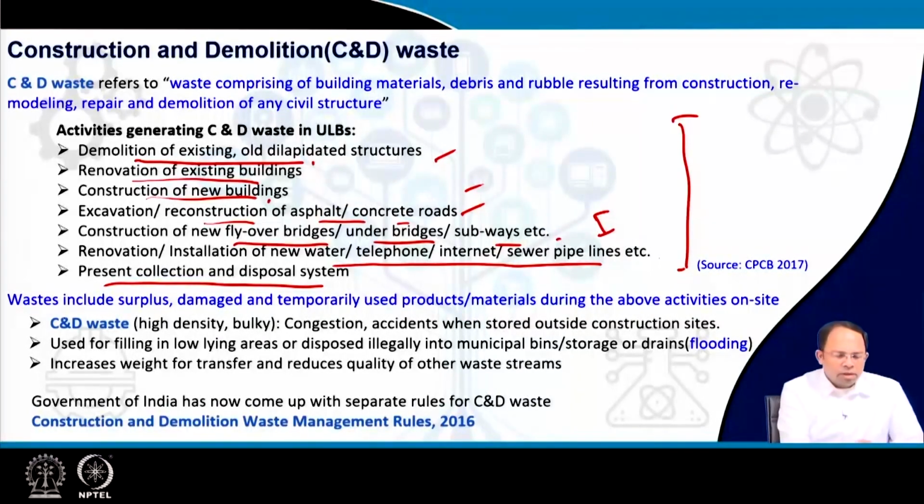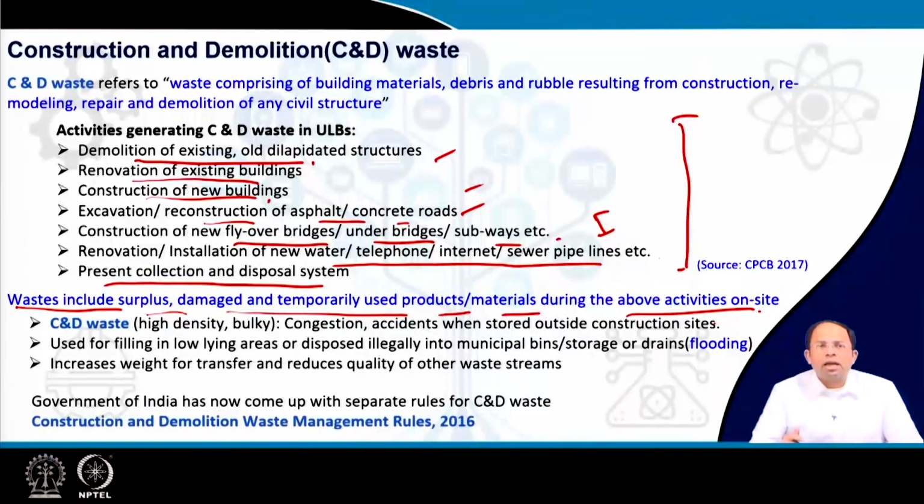C&D waste is not only the waste that is generated out of demolition or these kinds of activities, but it also includes the surplus, damaged and temporarily used products and materials during the above activities on site. That means during the construction or demolition process, at different stages, particularly during construction, there is excess surplus material, and there are some damaged materials which cannot be reused. All these materials are also added to the waste generated from that particular site.